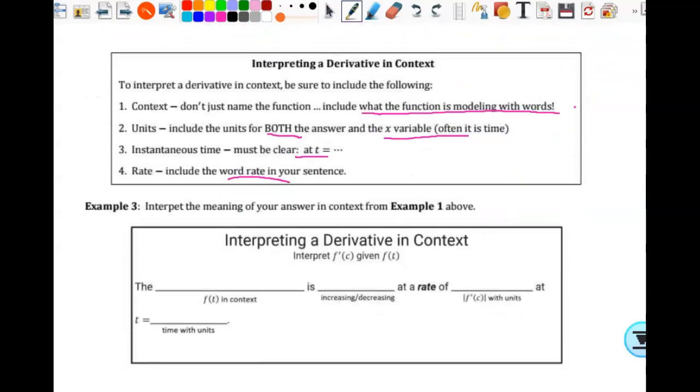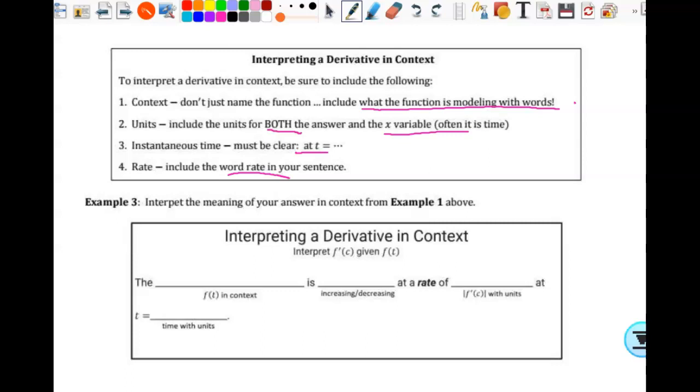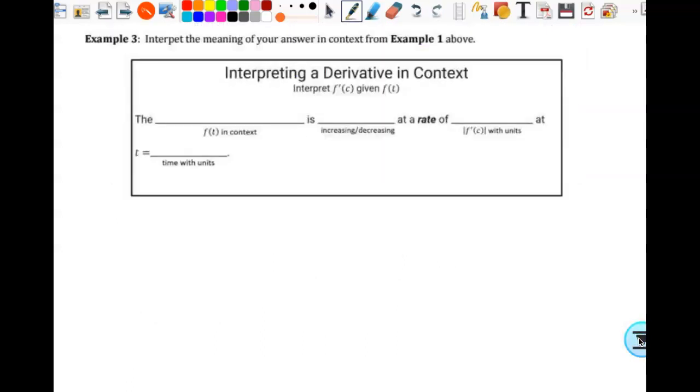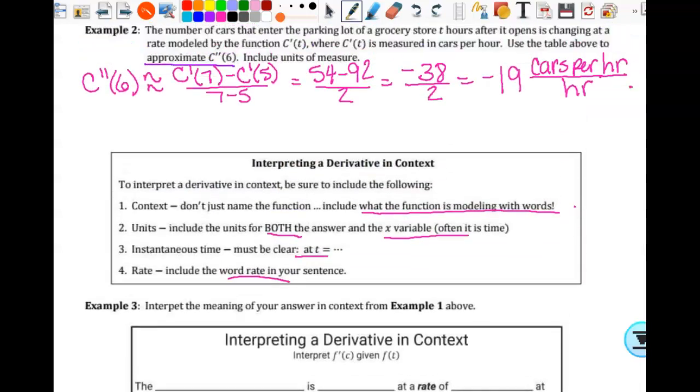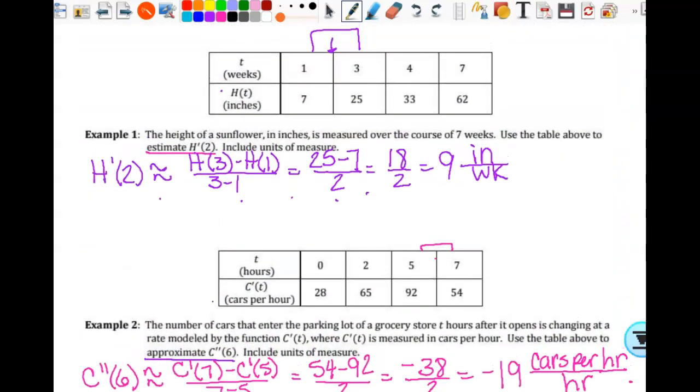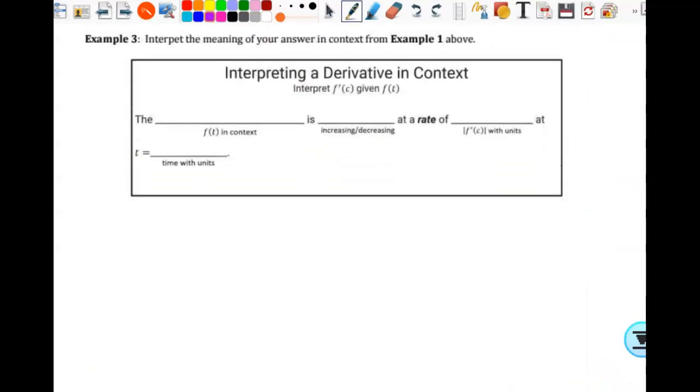All right, so we are going to interpret the meaning of example 1 from above. So it says the blank. We are going all the way back up here, f of t in context. What is f? This is actually h. What are we actually talking about here? The height of what? Sunflower. Okay, so we're going to say the height of sunflower, leaving out the, it's okay. There's not really a lot of room for that.